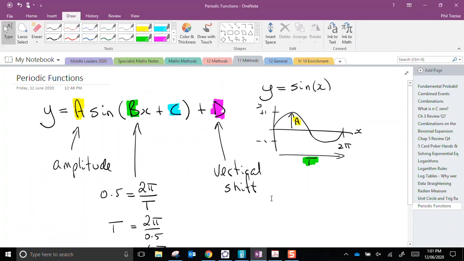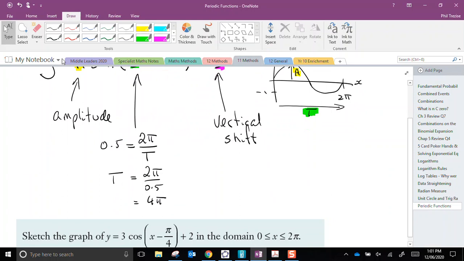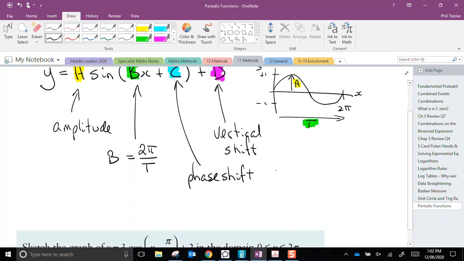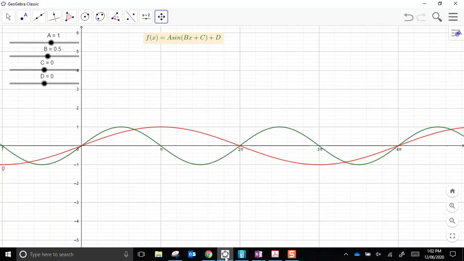The final one that we want to talk about is the phase shift, which is C. Let me just tidy this up a little bit here. Yeah, messed that up a bit, didn't I? So that was B. Now this C is a bit of a strange one. It's called a phase shift. Now, if I go C divided by B, that more or less tells me the horizontal shift for the graph. Let me give you an example.